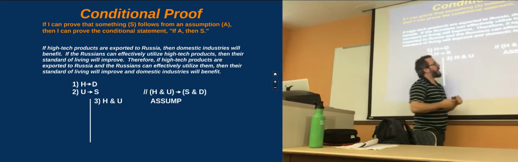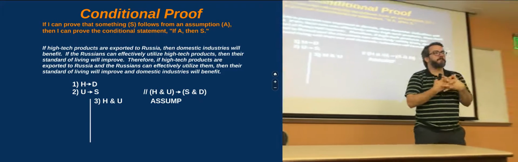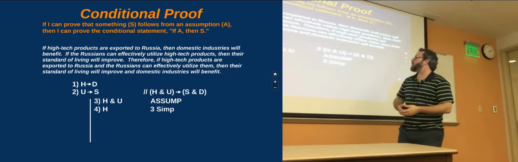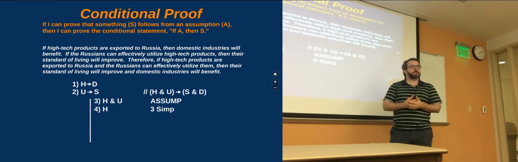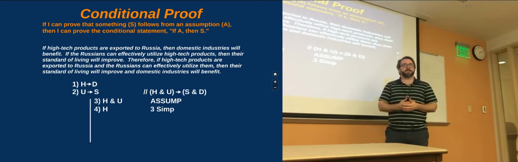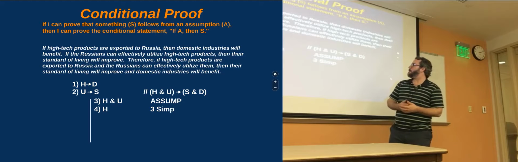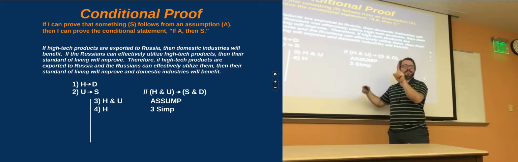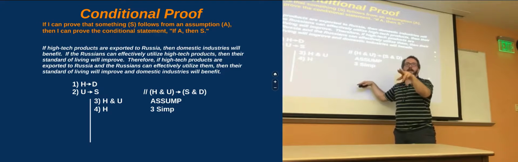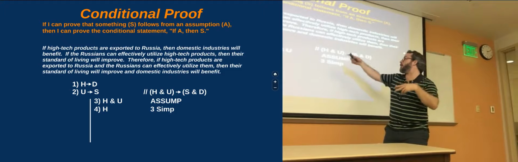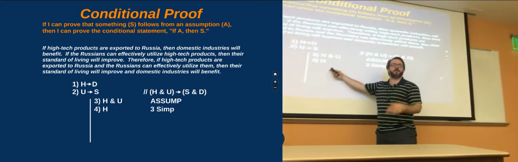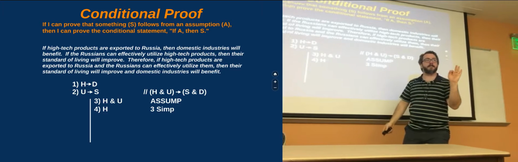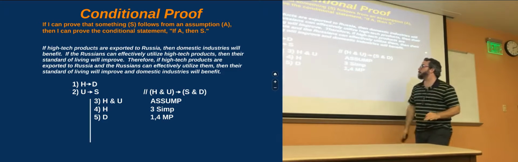So, assuming H and U, now what can I do? If I have H and U, simplification. I get H. And if I have H, I have U. Oh, I can do another simplification from H and U? Yes, I can. That's slightly different than the order that I set this up, but yeah, that would totally work. If I wasn't going straight after U next, what would I do with the H? Modus ponens to get D, through 1, 4 modus ponens.